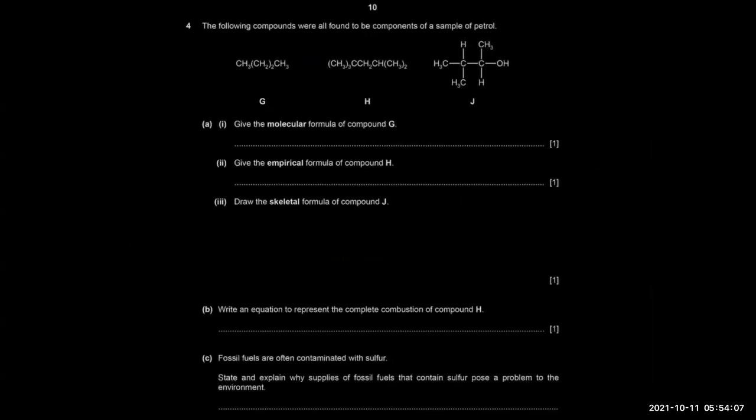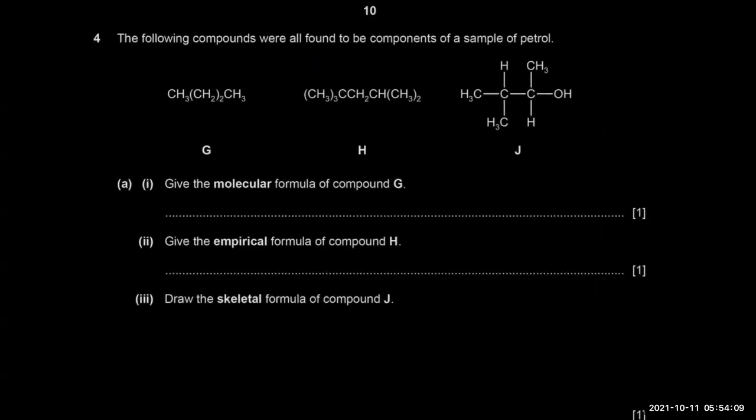Question 4 starts on the next page. Now question number 4. The following compounds were all found to be components of a sample of petrol or gasoline. Give the molecular formula of compound G. What's the molecular formula of compound G? We have 1, 2, 3, 4 carbons. We have 4 carbons and it's a simple alkane. So it's C4H10.